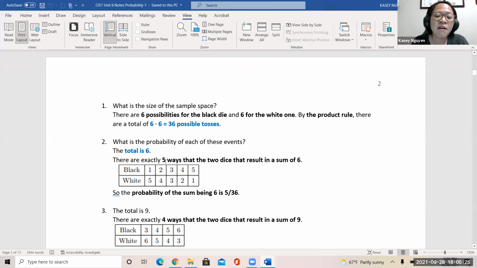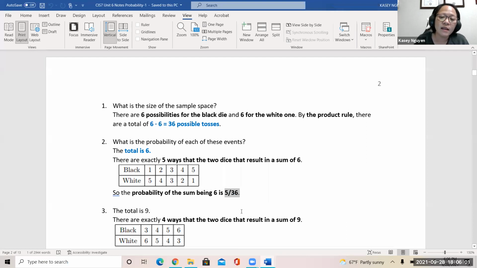So I know that there are 5 possible ways where I can get a total of 6 out of the 2 dice. So the probability would be 5 divided by 36, because there are 5 ways I can get a total of 6 out of our sample space, which is the number of faces on each dice multiplied by the number of faces on the other dice. So that would give me 5 over 36.